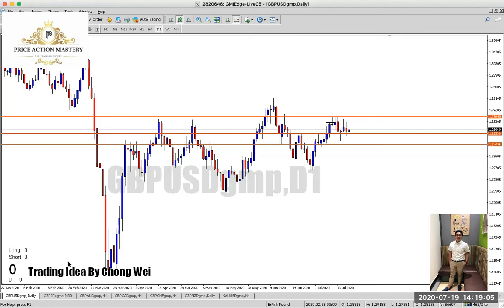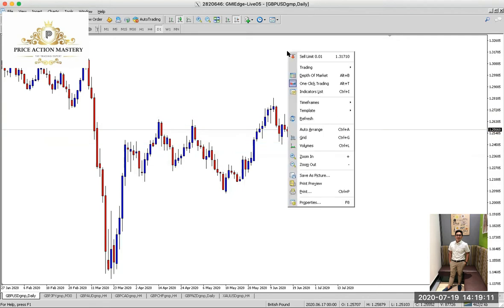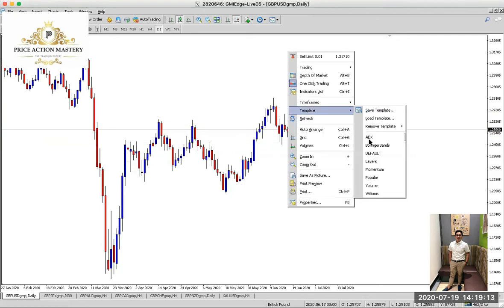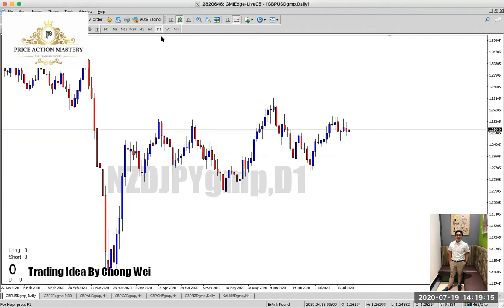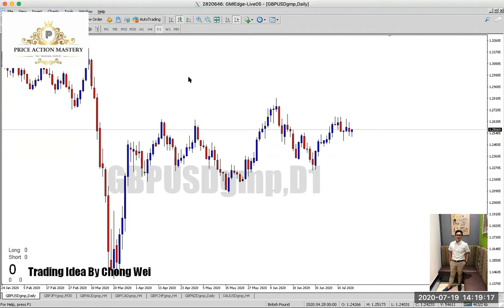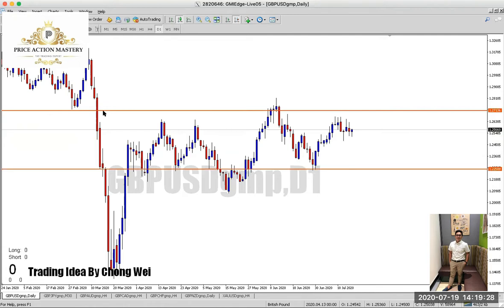Okay, so the first will be GBP USD. Let's set it to default. This is my default chart. So, placing a key line here. Then another key line is here. And then one more key line is here. Basically, these are my key lines.